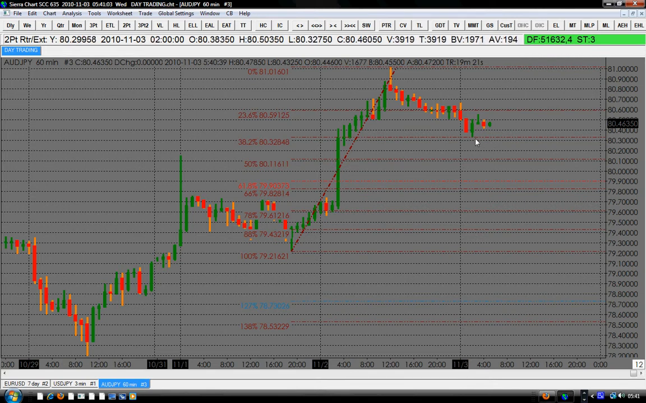Right now the price came and retested the 38% Fibonacci retracement level of the movement from here to this level here. As you can see, the 38% Fibonacci retracement level of this Australian dollar yen currency pair, on the hourly chart, is 80.32. It touches here and then starts turning around. We'll see whether it will continue or not.